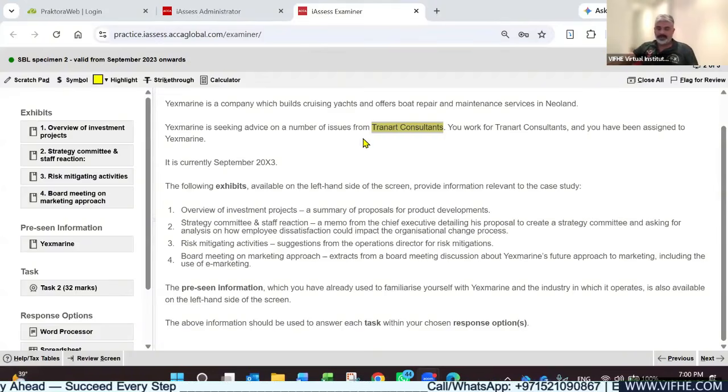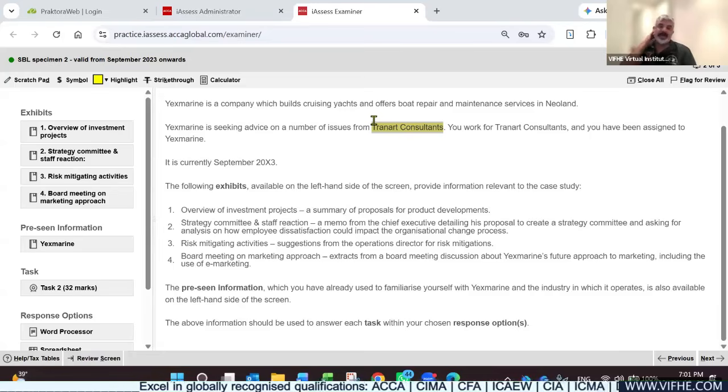Now, role can be of two types. Either you are an external person or you are an internal person. In this case, you are basically Tranart consultants. So what do you think? Are you an external firm or are you an employee of the company? We are external, right? Consultants and advisors are always an external company.